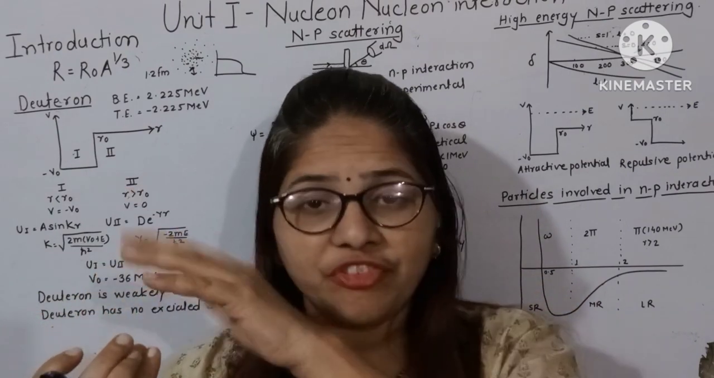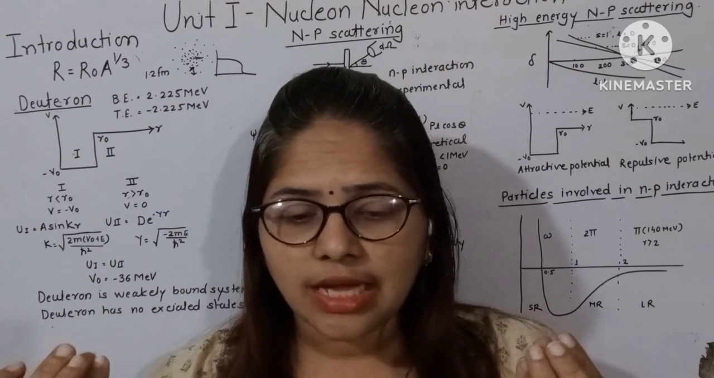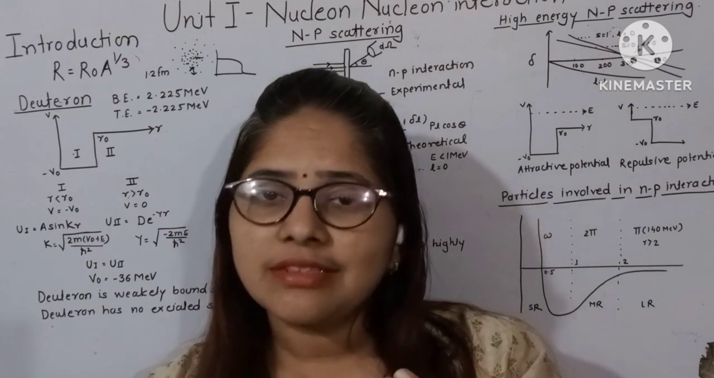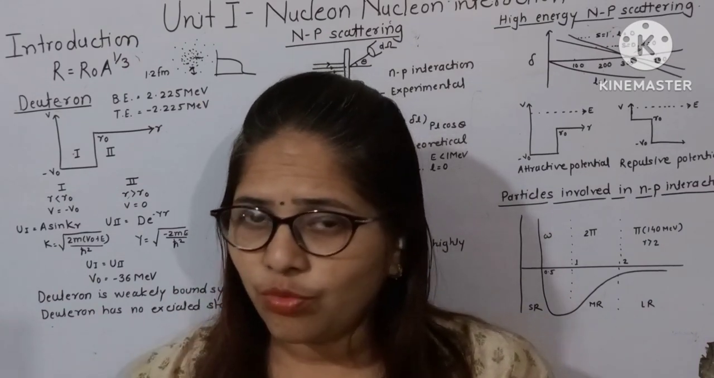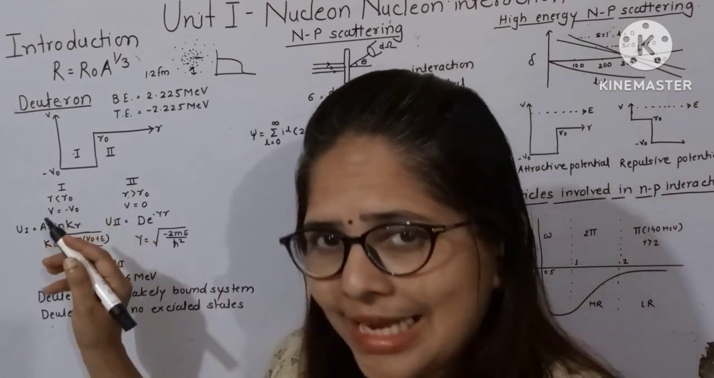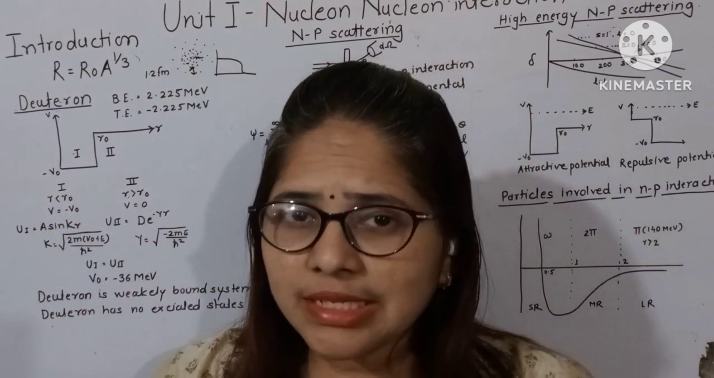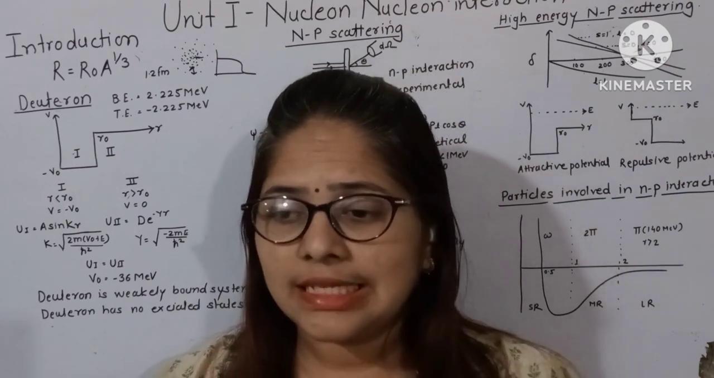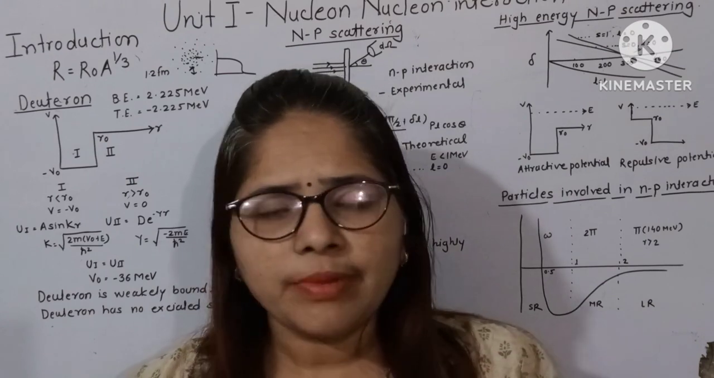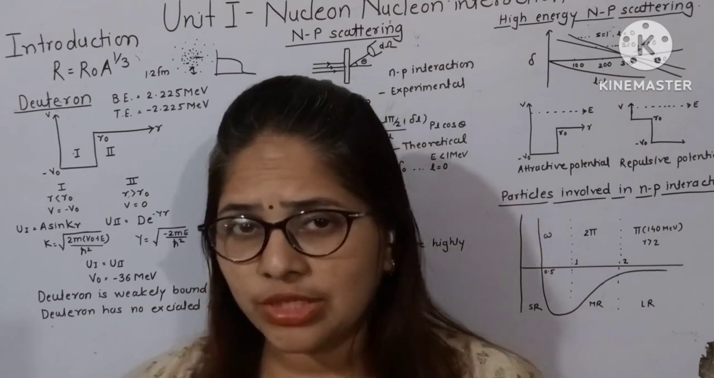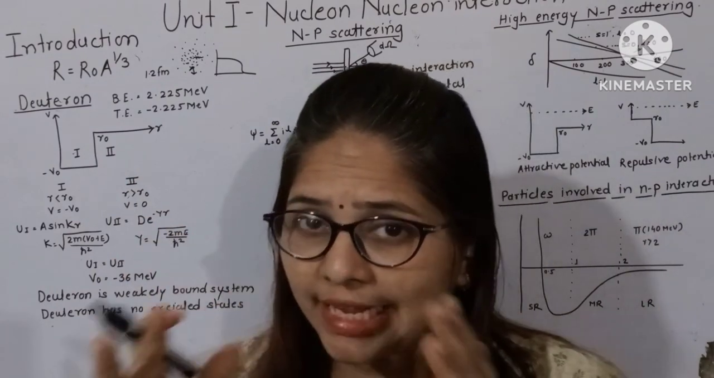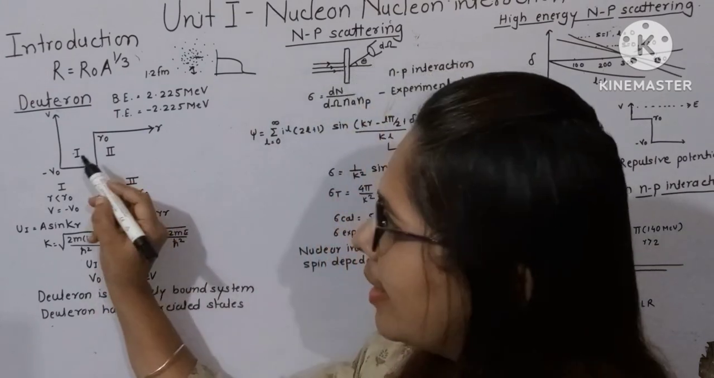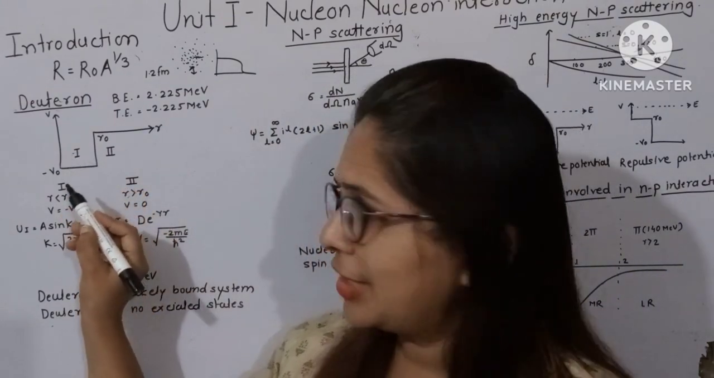Each nucleon has its own field. R naught is the distance at which they start to interact with each other. For a distance R less than R naught, there will be some interaction potential between the proton and neutron, and for a distance greater than R naught, there will be no interaction between them. This is the nature of the interaction between two nucleons, shown by the square well potential.